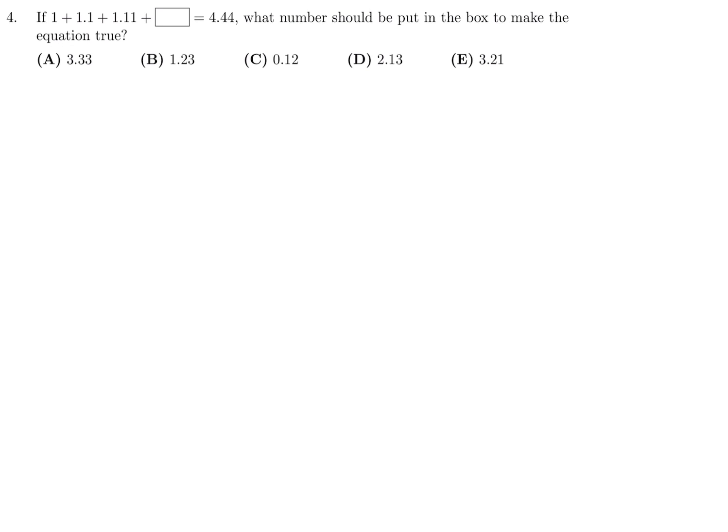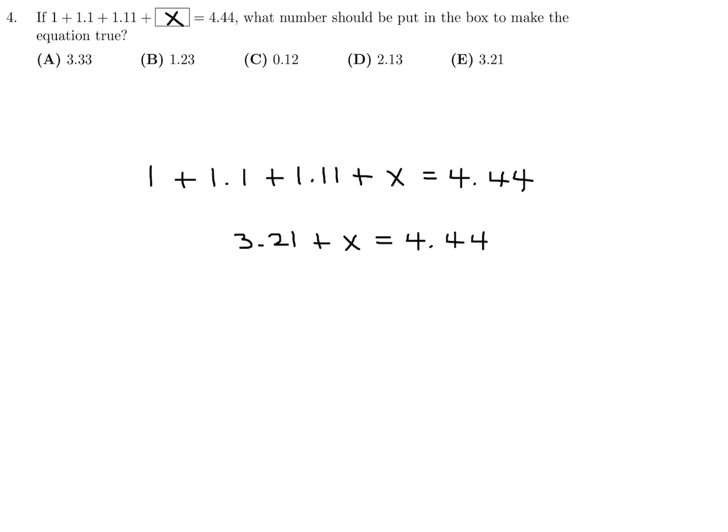If 1 plus 1.1 plus 1.11 plus box equals 4.44, what number should be put in the box to make the equation true? So instead of a box, I'm just going to put X. 1 plus 1.1 plus 1.11 plus X is equal to 4.44. And if you do the math, you get 3.21 plus X is equal to 4.44, and therefore X is equal to 1.23. So number 4, the answer is B.